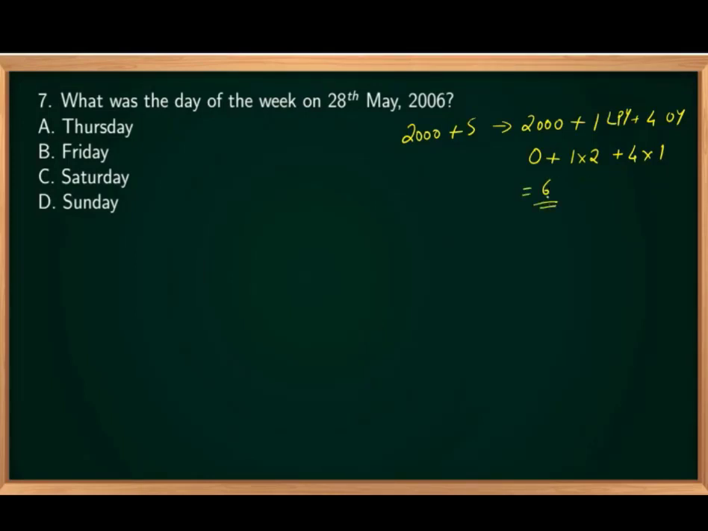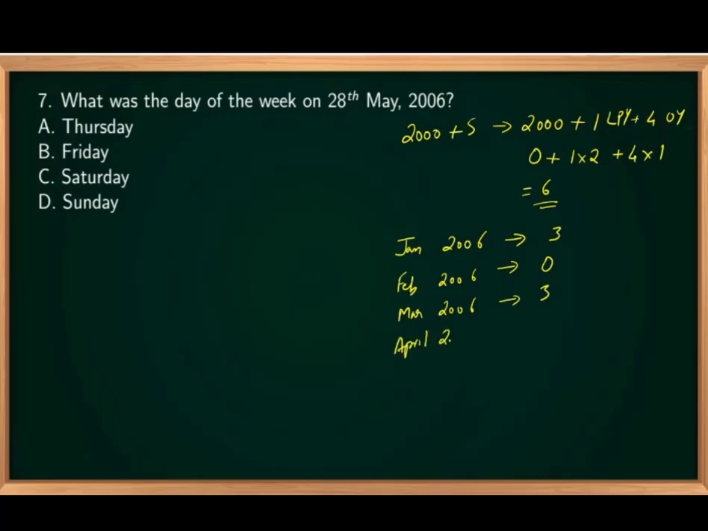Then we have to find the number of odd days from January 1, 2006 to 28 May 2006. In the month of January 2006, 3 odd days will be there. Then February 2006, only 28 days, so 0. March 2006, 3 odd days.